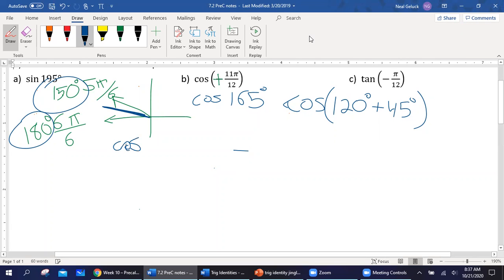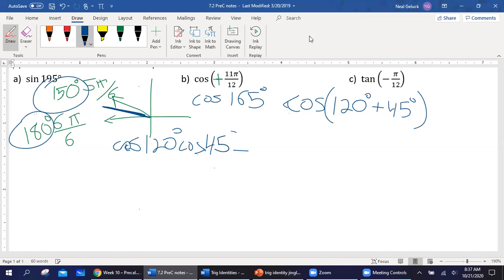So cosine, the first one, 120. Cosine, the second thing, 45. Sin, sin. Sine, the first thing, 120. Sine, the second thing, 45.